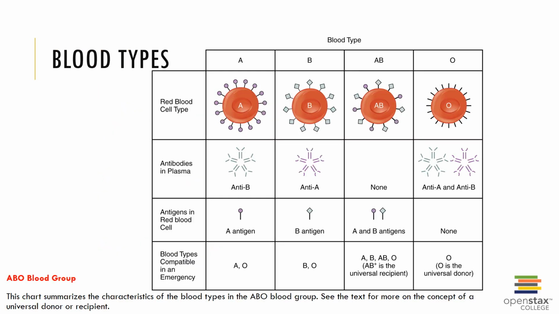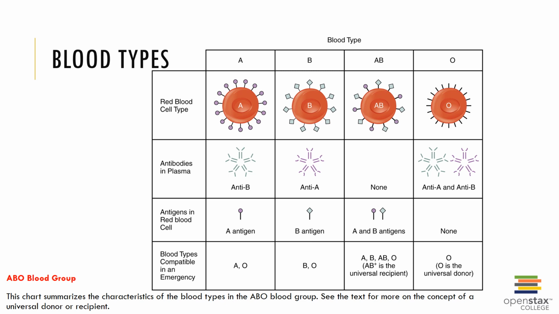Here you can see the various blood types. The A blood type is where a person possesses only the A antigen on the red blood cell surface and will also possess the anti-B antibodies in their plasma. The B blood type is when a person possesses only the B antigen on the red blood cell surface, and they will possess the anti-A antibody in their plasma.